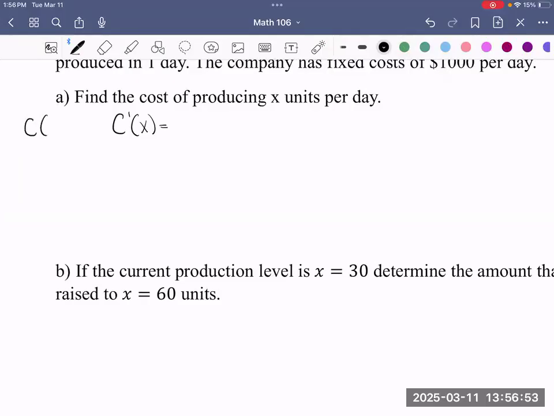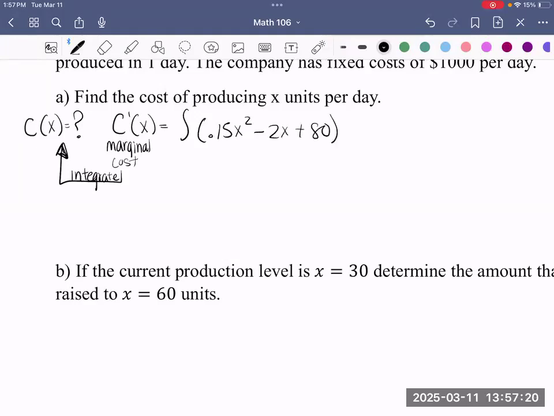So we need to find C of x. So we need to integrate, right? Because this is marginal cost. We need to work backwards to get to C of x. So we now need to integrate 0.15x squared minus 2x plus 80.